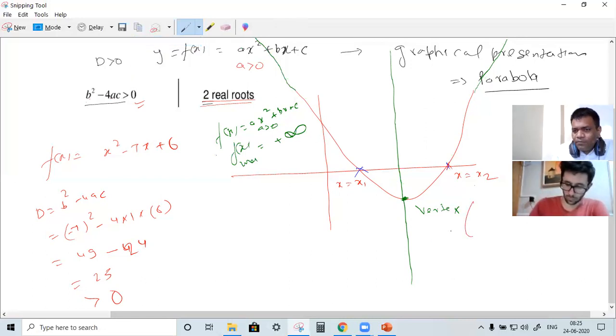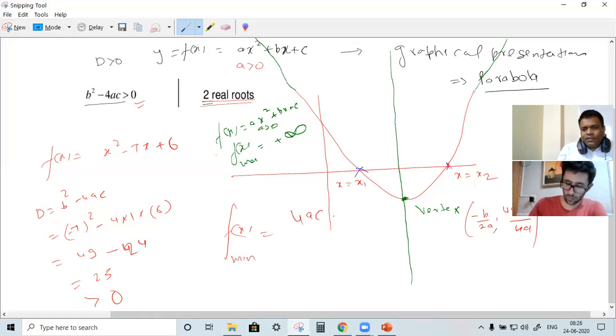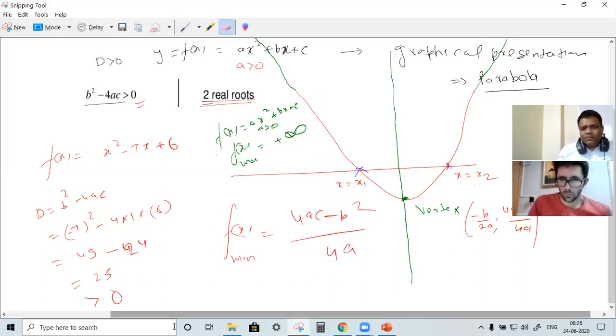The coordinate of the vertex is minus b by 2a. This is the x coordinate, and the y coordinate is 4ac minus b square by 4a. Right. And the y coordinate is going to be the minimum value of this function. So what is f of x min? That is 4ac minus b square divided by 4a.